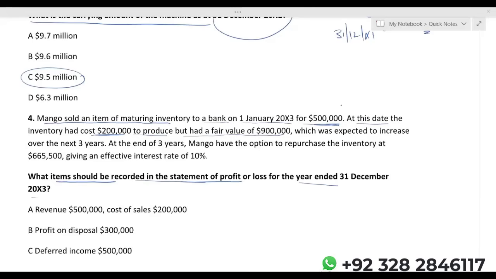Now, please try to understand. Mango sold an inventory for $5 lakh. Till here, everything is fine. Inventory had cost 2 lakh to produce, but look at the fair value.